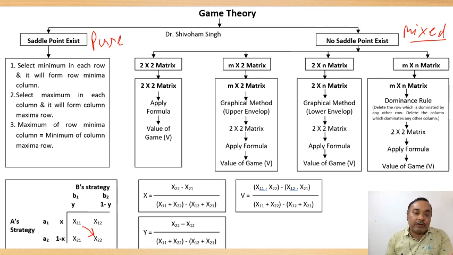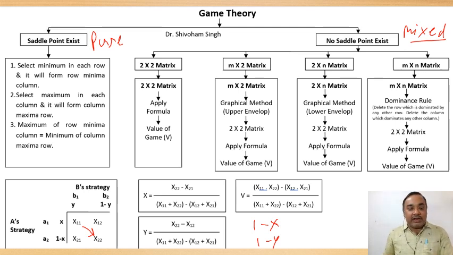We will go for the value of x, because as soon as we get the value of x, we can find the value of 1 minus x. As soon as we get the value of y, we can find the value of 1 minus y. And here we also talk about the value of the game. So first of all, decide the denominator: x11 plus x22 minus x12 plus x21. The denominator is the same for all.